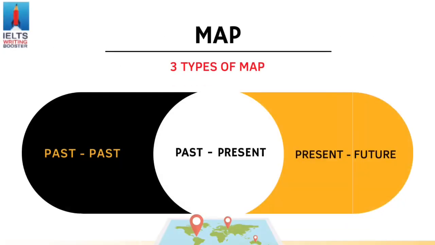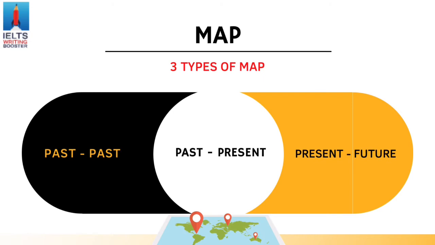Let's move to the map. As you know, there are three types of map in Writing Task 1 of Academic. First is past to past, second is past to present, and the third is present to future. If I talk about the introduction method, it is almost similar to what we have done before.